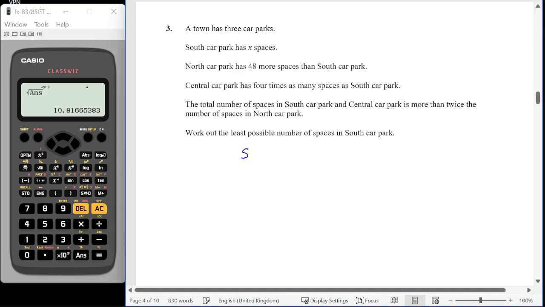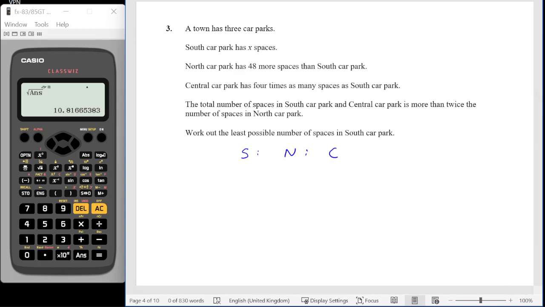So I'm just going to extract some of the information. I've got south, north and central. The south car park has x spaces. The north car park has 48 more than that, so x plus 48.